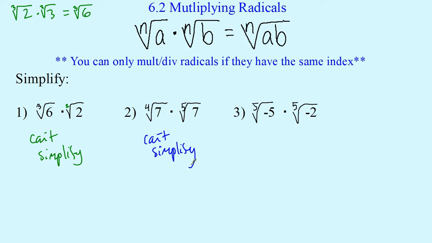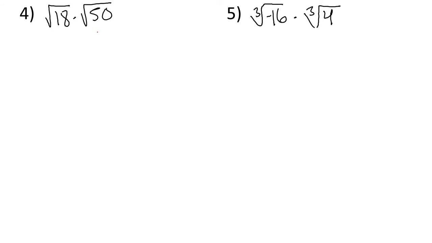I can't tell you how many times kids will just multiply these out. They will just see these as square roots. Always, always focus on the index. It is a very, very tiny number, especially when it is typed. For number 3, we can do that. This one is simply the fifth root of whatever negative 5 times negative 2 is, so the fifth root of 10.